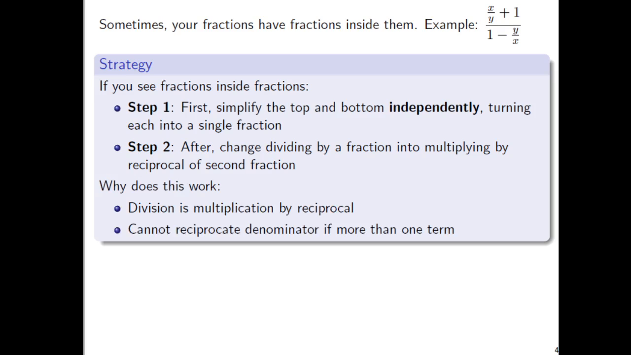Why does this work? Well, because division is multiplication by the reciprocal, and more specifically, you can't reciprocate a denominator if you have more than one term. So you first need to make sure you have a single fraction.